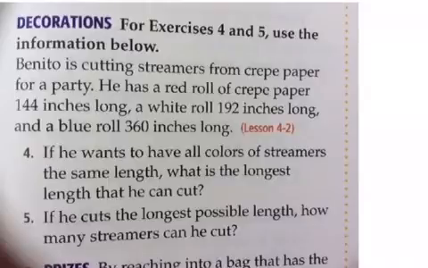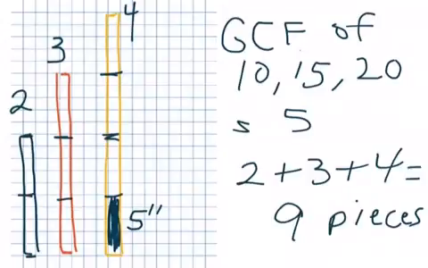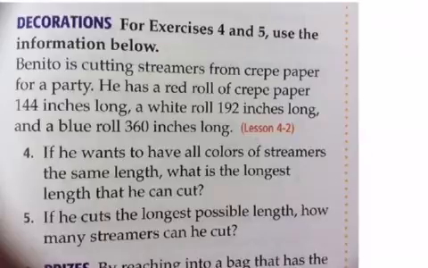So Benito is cutting streamers from crepe paper for a party. He has a red roll of crepe paper, 144 inches long. He has a white roll, 192 inches long, and he has a blue roll, 360 inches long. Okay, I'm going to relate that back to the piece of wood problem because it's really the same problem. So imagine now that these pieces of wood are party streamers. But instead of being 10 inches, 15 inches, and 20 inches long, they are now the numbers that Benito has for his streamer, which are 144, 192, and a blue roll 360 inches long.